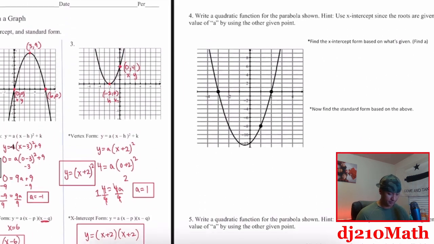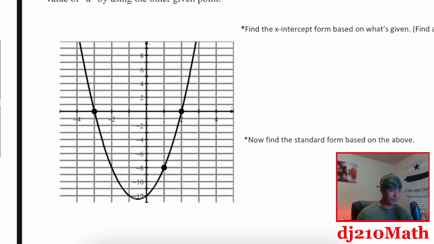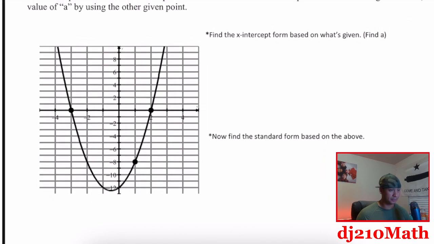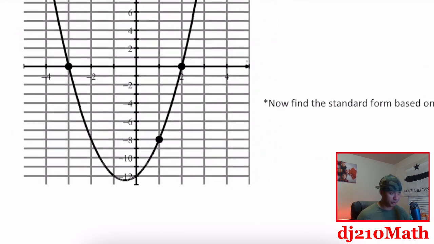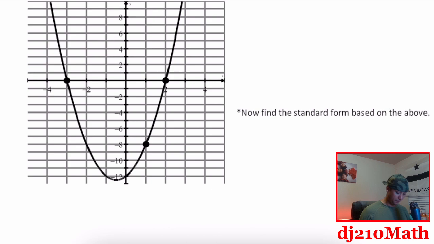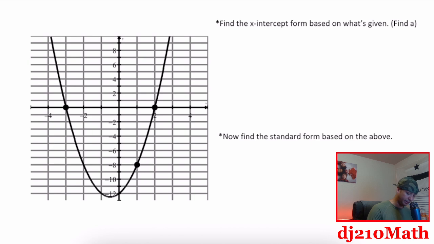Okay. Second page. We're almost done. So what happens if you can't find the vertex? The vertex isn't on a nice intersection. We don't want to guess. So the next best thing would be to look at the x-intercepts. The x-intercepts are -3 and +2. So x equals -3, x equals +2.